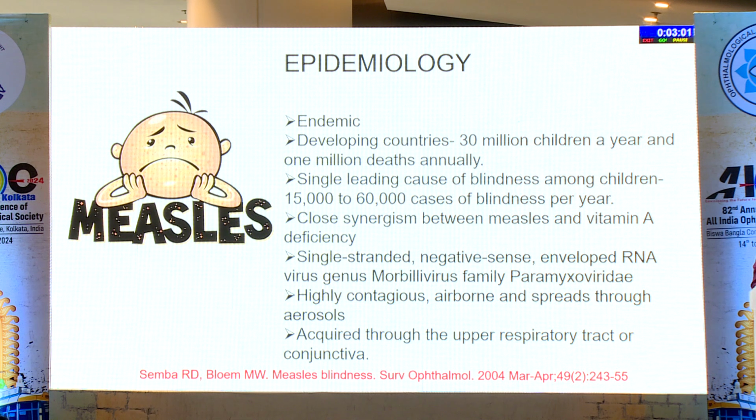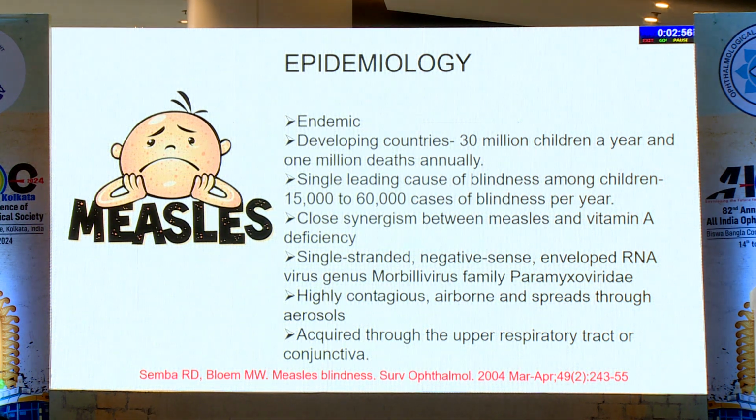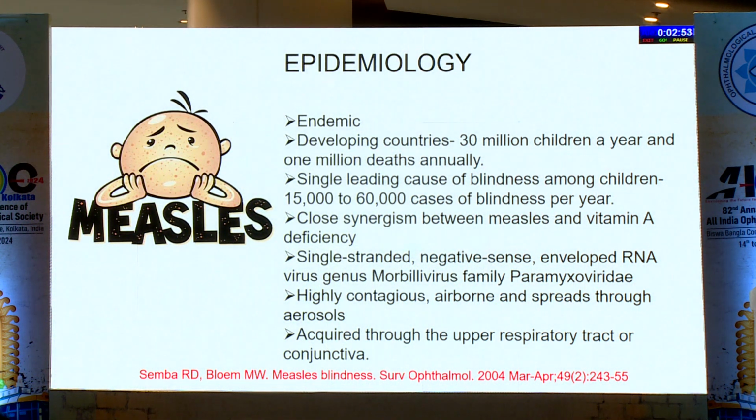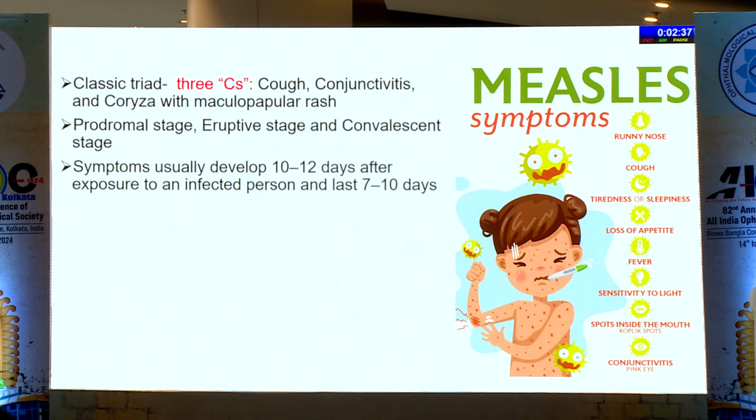Coming to the epidemiology, in developing countries, measles affects about 30 million children a year and causes 1 million deaths annually. It is a single leading cause of blindness, and there is a close synergism between measles and vitamin A deficiency. The virus is a single-stranded negative sense RNA virus belonging to the morbillivirus genus of the Paramyxoviridae family. It is highly contagious and airborne, spreading with aerosols through the upper respiratory tract or the conjunctiva. The classical triad is cough, conjunctivitis and coryza with a maculopapular rash, in 3 stages. Symptoms usually develop 10 to 12 days after exposure to an infected person and last about 7 to 10 days.